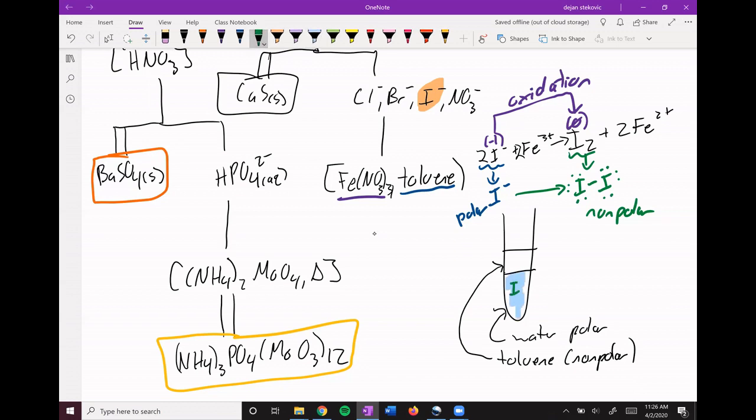So we'll have I2. And then since it's non-polar, it's actually going to go up into the toluene layer, right? Like likes to go with like. So the I2 will move into the toluene layer. And when this happens, you'll see kind of this purplish, reddish color. It depends on the solvent. And so if you see that, that's an indication that you have the iodide.